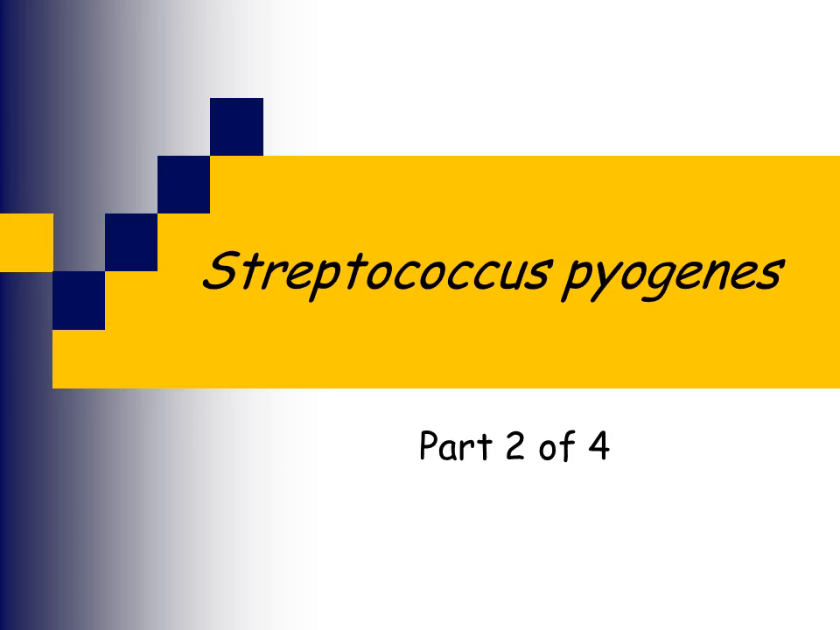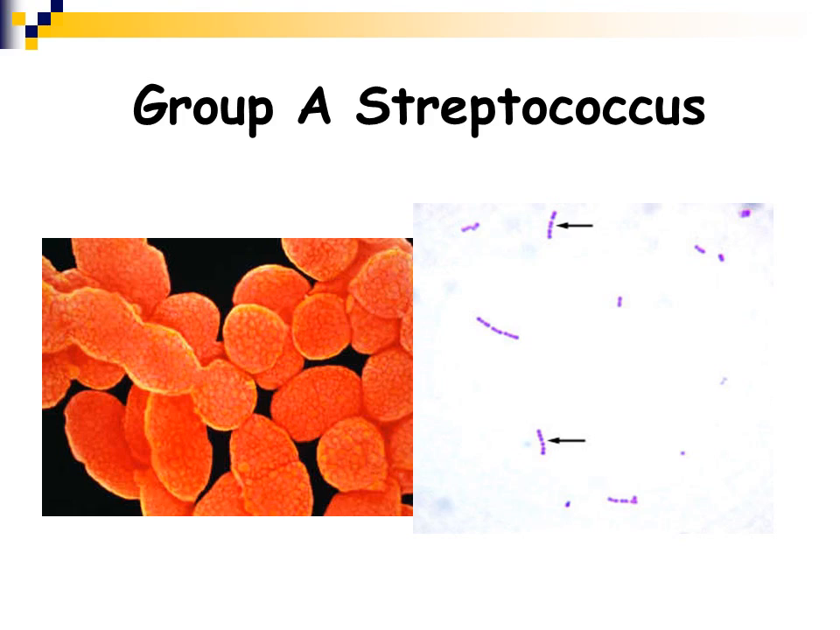We're moving on now to the second lecture in the Streptococcus lecture, and we're going to start out by talking about the organism Streptococcus pyogenes. Streptococcus pyogenes is also group A Streptococcus because of those Lancefield antigens.